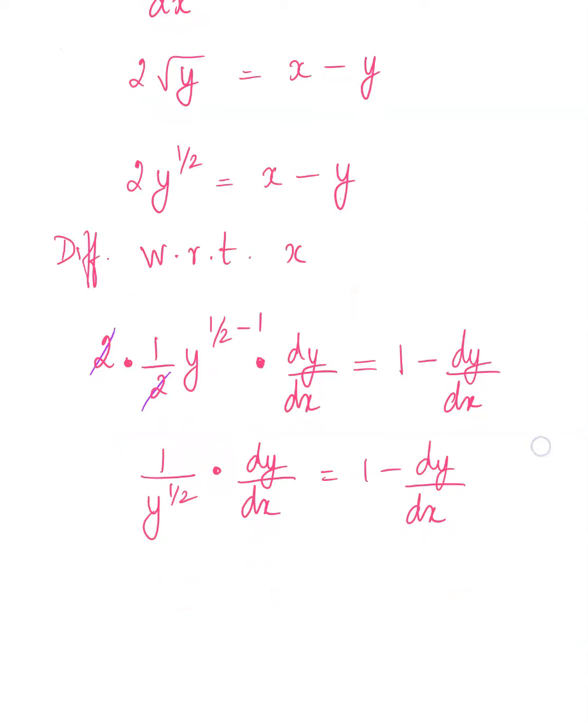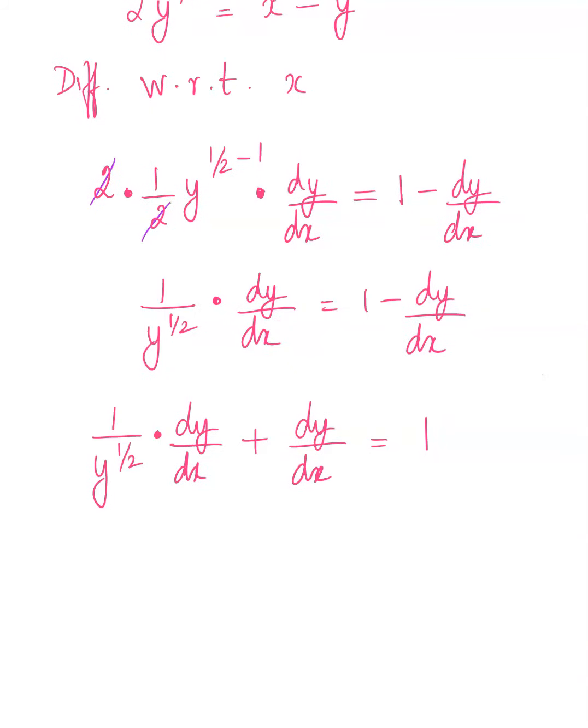So the terms that contain dy over dx are being collected now. I'm collecting them all on the left side, so it becomes 1 over y power half dy over dx plus dy over dx. I add dy over dx on both sides. That leaves us with just the 1 on the right hand side. Factor out the dy over dx. 1 over y power half plus 1 equals 1. I now have to divide both sides by this expression.